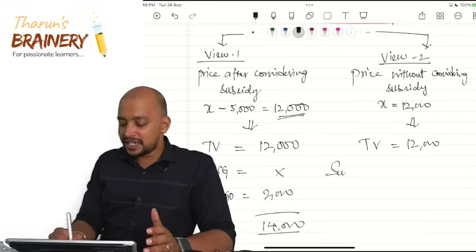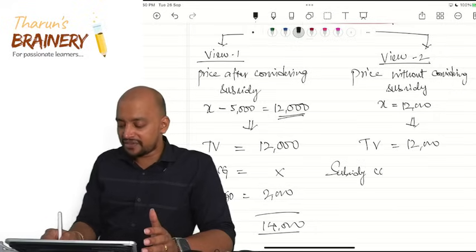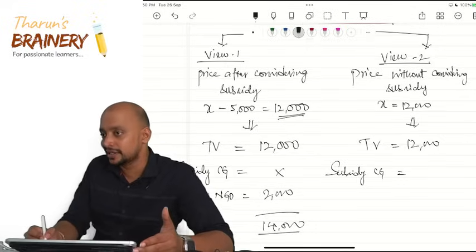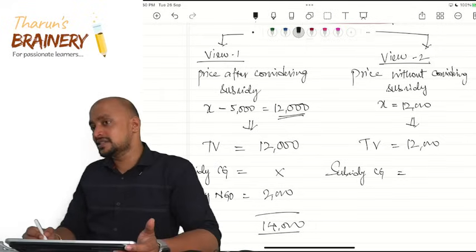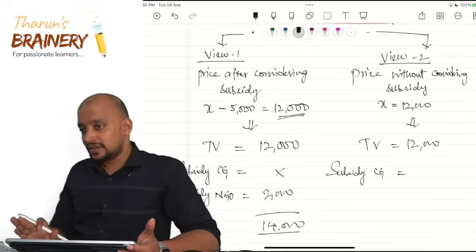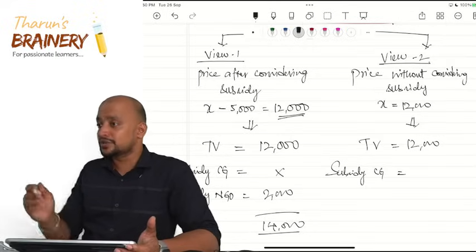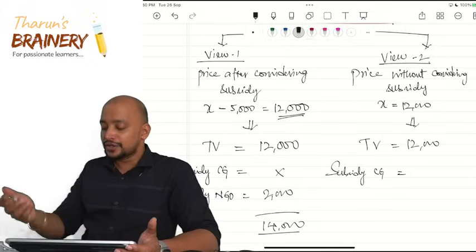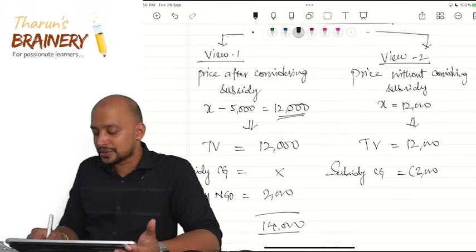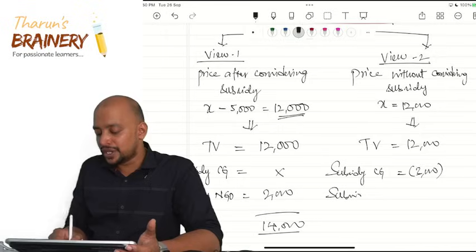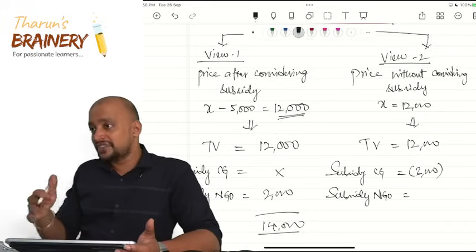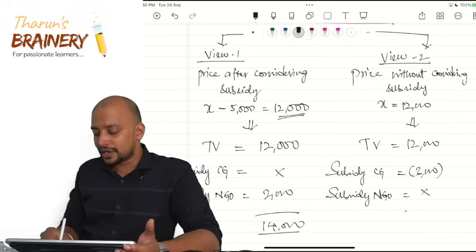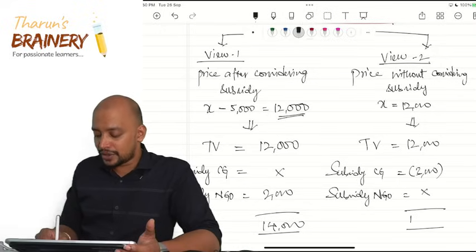And subsidy from central government, to be included or to be excluded? To be excluded. And in the given price it is not yet excluded. Why? Because the 12,000 is before deducting subsidy. So we need to reduce. How much is that? 3,000. And subsidy from NGO, to be included or to be excluded? To be included. And in the given price it is already included. We have not yet deducted, so therefore ignore. Then the value will be taken as 9,000.